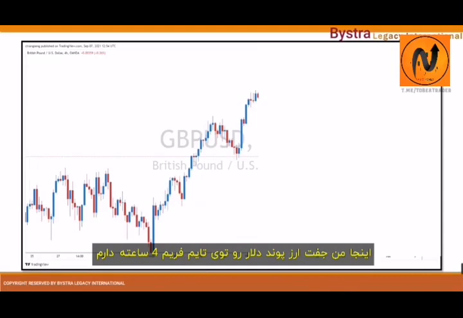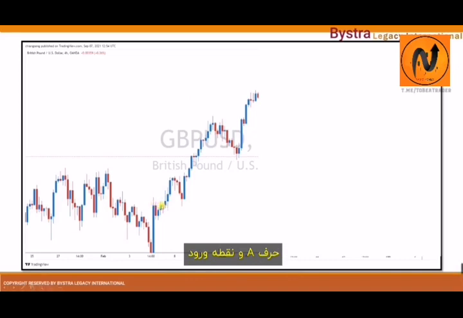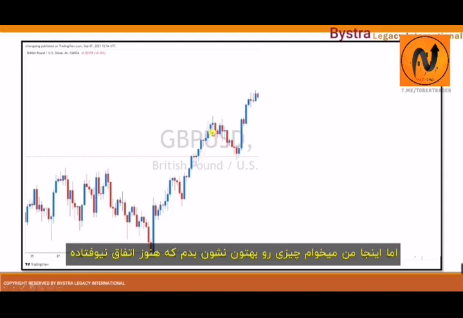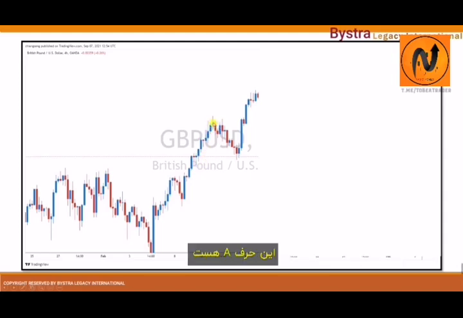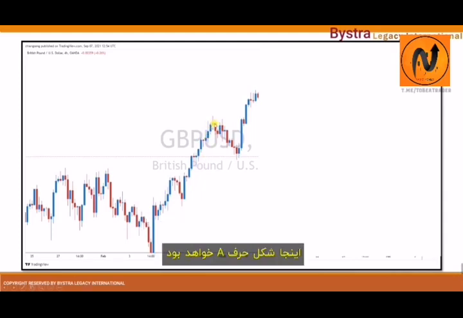Here I have a GBPUSD pair on the H4 time frame. Are you guys able to find the capital A together with the entry point? Yes, there is one here. You can see here there is one capital letter A with the entry point, and here as well. But here I want to show you something that hasn't happened yet, which is the capital letter A. This is what we call a resistance. If you go to the line chart, this will look like a capital A, and this is our entry point.